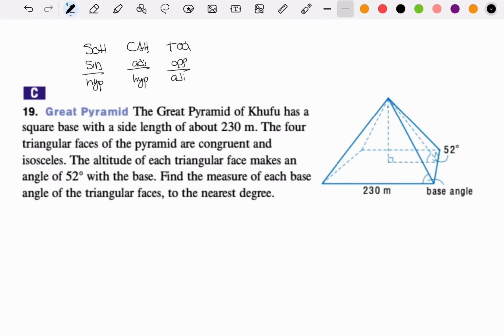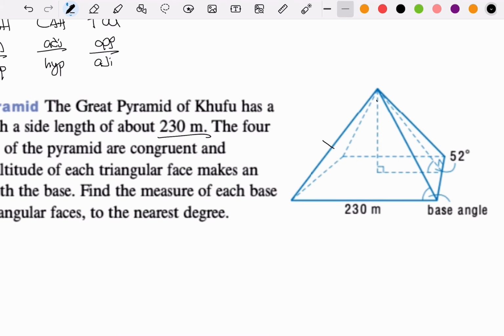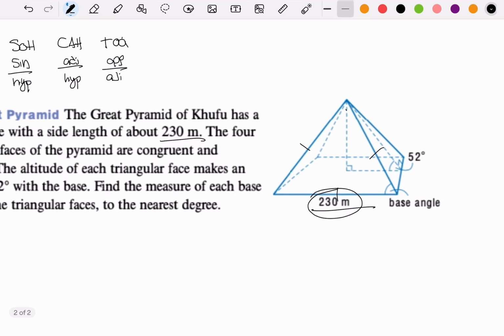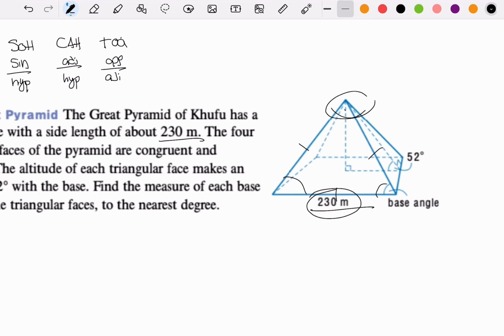The Great Pyramid of Khufu has a square base with a side length of about 230 meters. The four triangular faces of the pyramid are congruent, which means that two of the side lengths are the same while one of them is different, like this 230 meters. And isosceles, so two of the angles are the same while one of them is different.